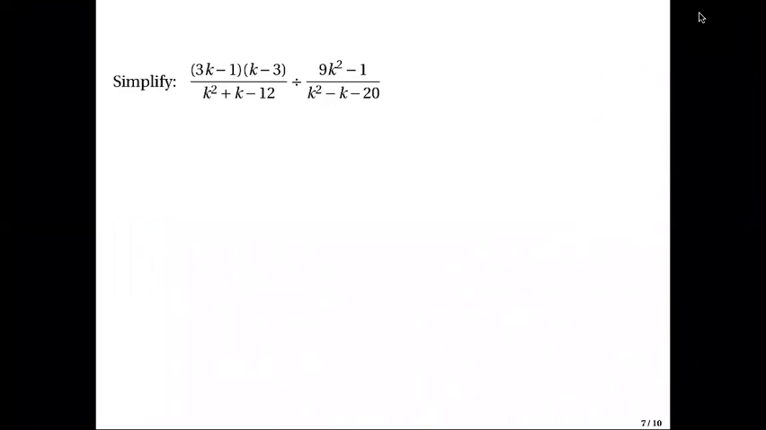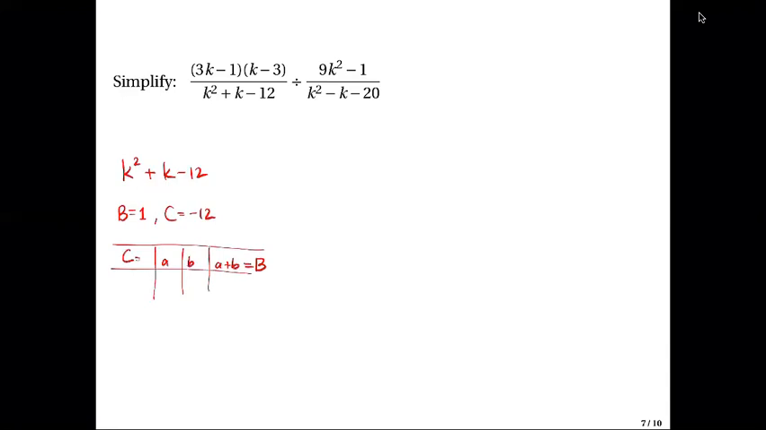Okay, let's do this next problem. Simplify: 3k minus 1 times k minus 3 over k squared plus k minus 12, divided by 9k squared minus 1 over k squared minus k minus 20. Okay? So in here, you need to factor each expression and do the cancellation once you have factored them, because you need to simplify.